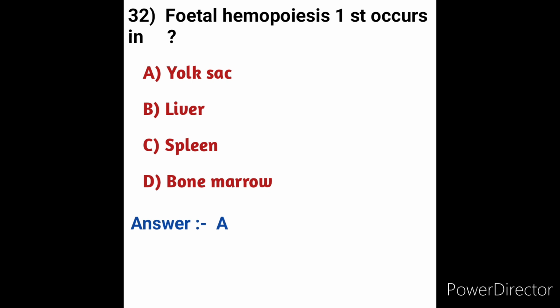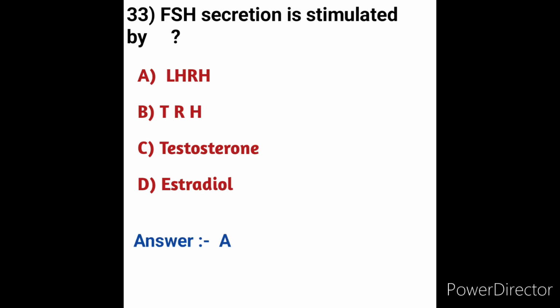Next, move on to question number 33. FSH secretion is stimulated by which option? Option A, LHRH. Option B, TRH. Option C, testosterone. And option D, estradiol.